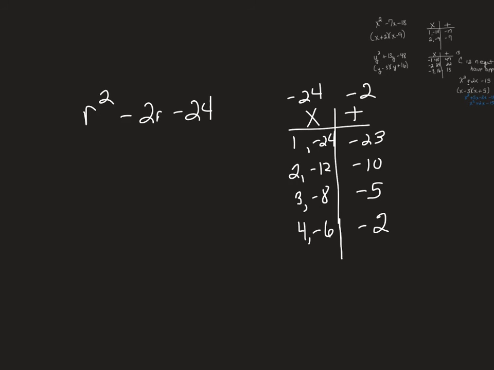Notice I'm starting with the smallest factors that will go into the number so I don't skip anything. Okay, so we're going to have r plus 4 times r minus 6. And that is how this one is factored.